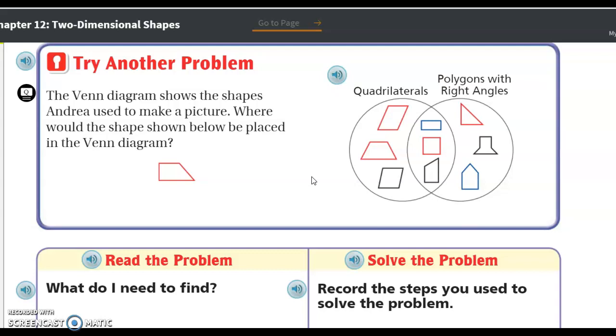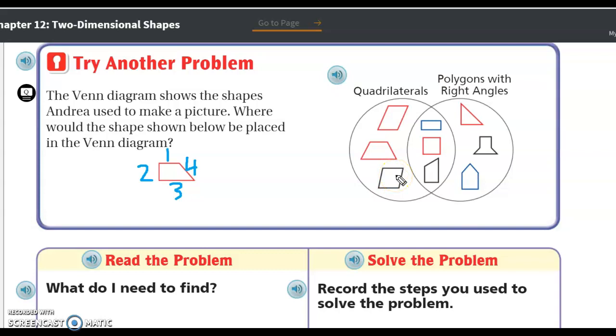All right. Where are we going to put this shape? First of all, is it a quadrilateral? Does it have 4 sides? Does it belong in that circle? It has 1, 2, 3, 4. It is a quadrilateral. So it belongs in this quadrilateral circle.